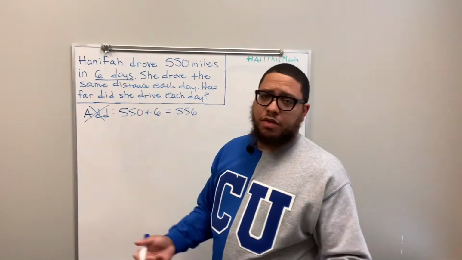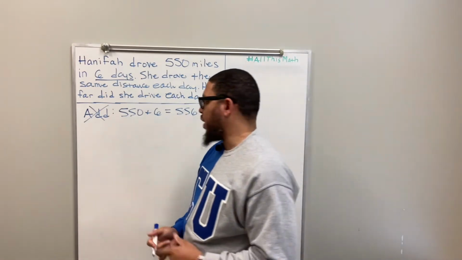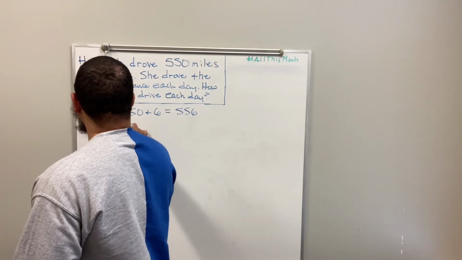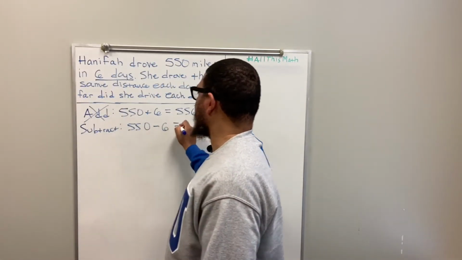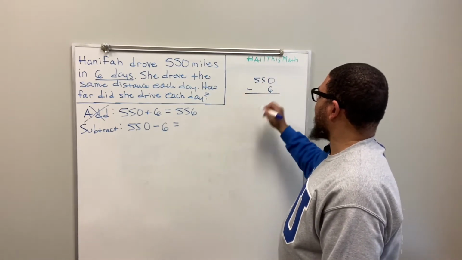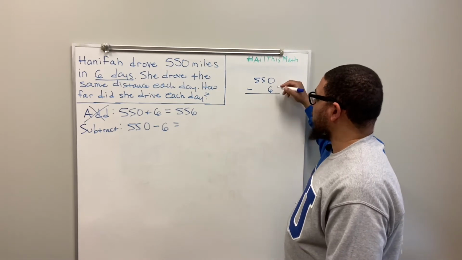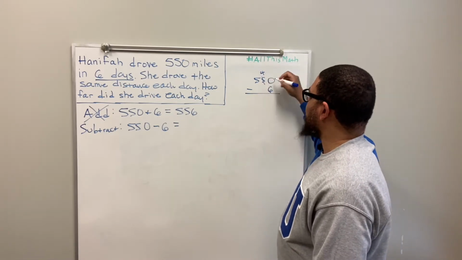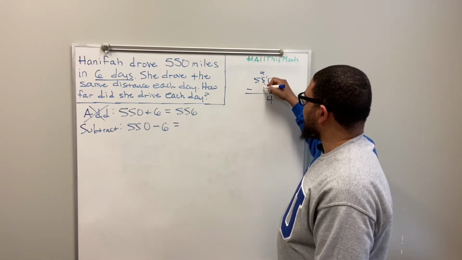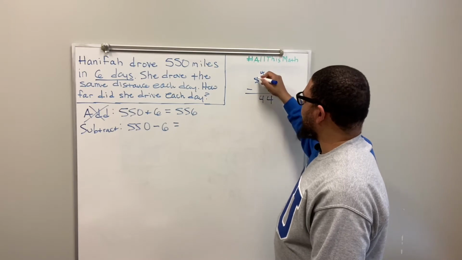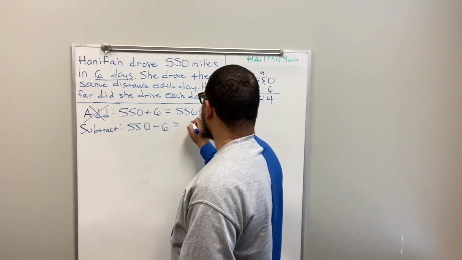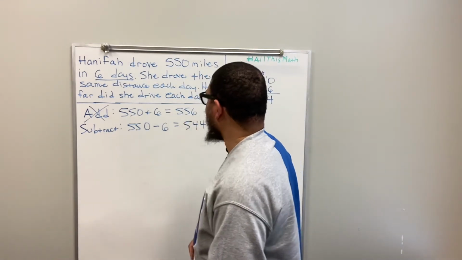Some people might say, okay, well, if adding doesn't work, watch this. I'm going to subtract because I know how to subtract. So they'll subtract, and they'll do 550 minus 6. They might put 550 right here, put the minus sign, put the 6 right here. They might say, oh, 0 minus 6. Oh, I know I got to borrow from the 5, turn that into a 4. That's going to make this a 10. And then 10 minus 6 is 4. And then 4 minus 0 or nothing is also 4. And 5 minus nothing is 5. And they say, look, I got the answer. She drove 544 miles each day.